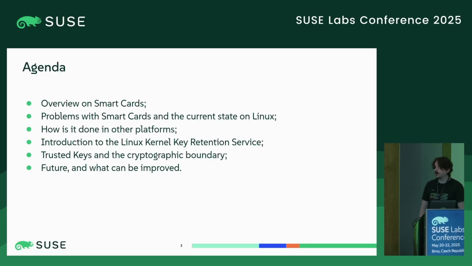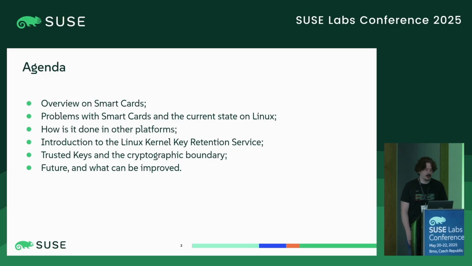So, the agenda for today is an overview of smart cards, so we are on the same page of what they are, a few problems that we can encounter when using them, and the current state on Linux, how it's done in other platforms, a brief introduction to the Linux kernel key retention service, which is a feature of the Linux kernel that can hold cryptographic material. A brief talk on trusted keys, and then a definition of a cryptographic boundary, which will be very important, and future work to make this possible.